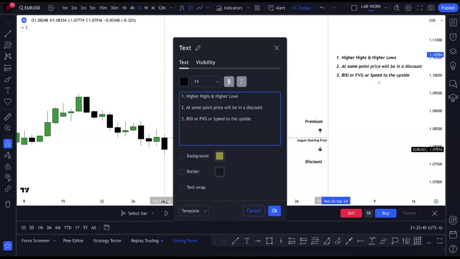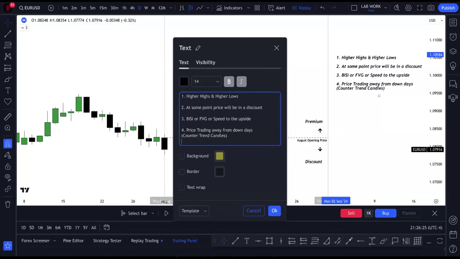Let me think. Is there any other that comes to mind? We got the higher highs, higher lows. Price will be in a discount. Great answer. We got an imbalance or fair value gap or speed to the upside. Got price trading away from down days, which I like to call counter trend. Because if we're suspecting higher price action or bullish trend, down days are counter trend days.